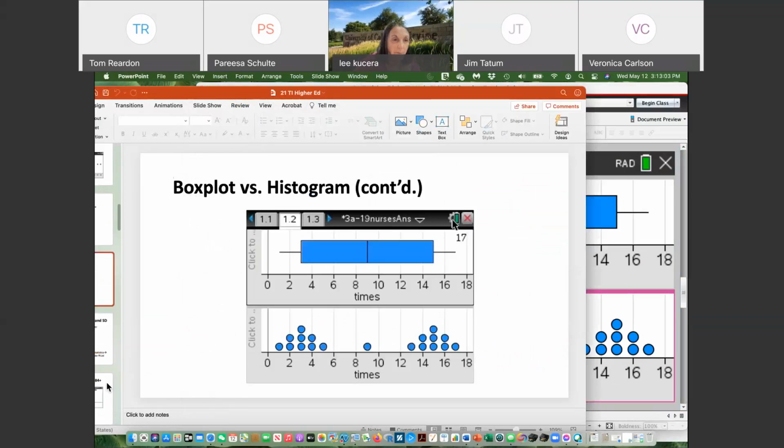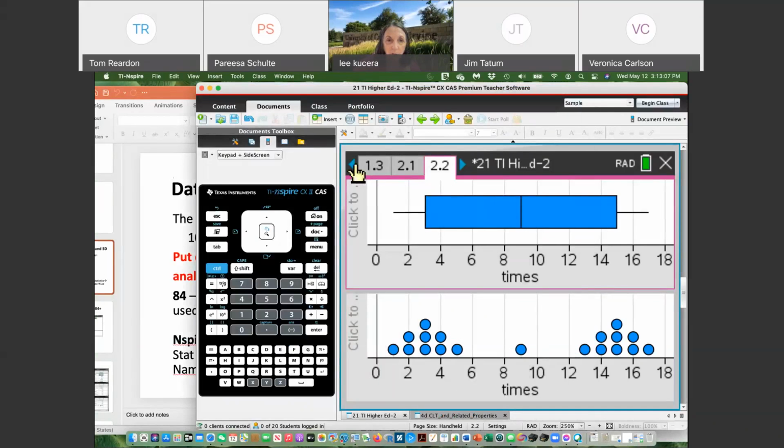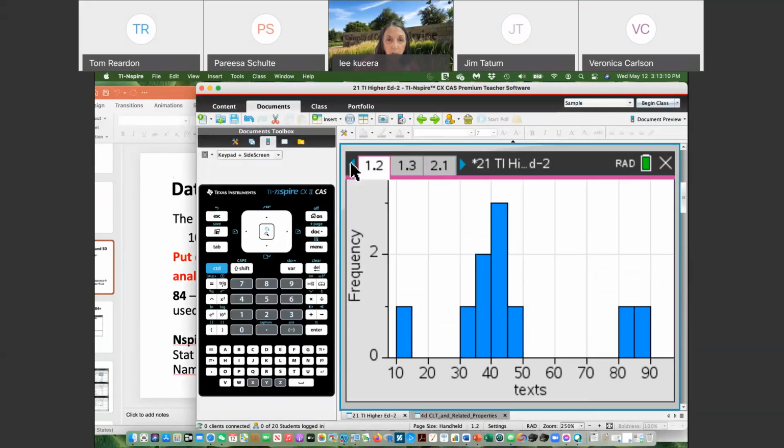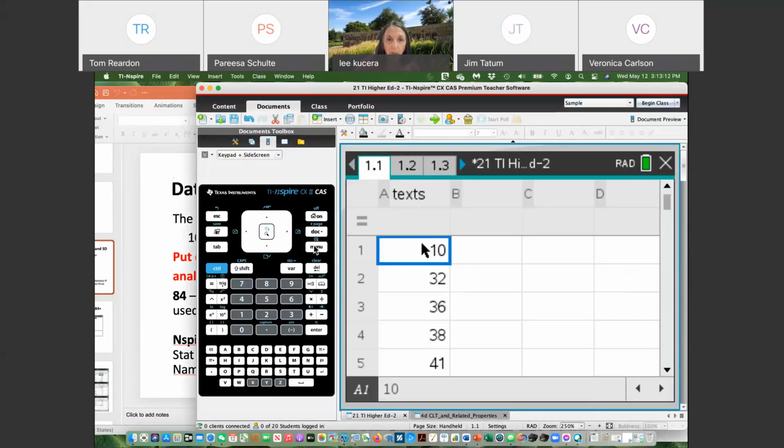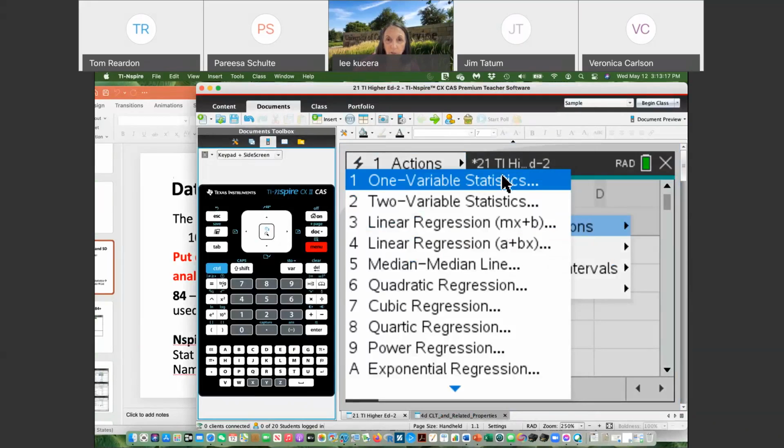Okay, we can do our basic data analysis with each of these by going back to, let's go back over here. I'm going to come here, I'm going to go menu, statistics, calculations. Here's my one variable statistics.